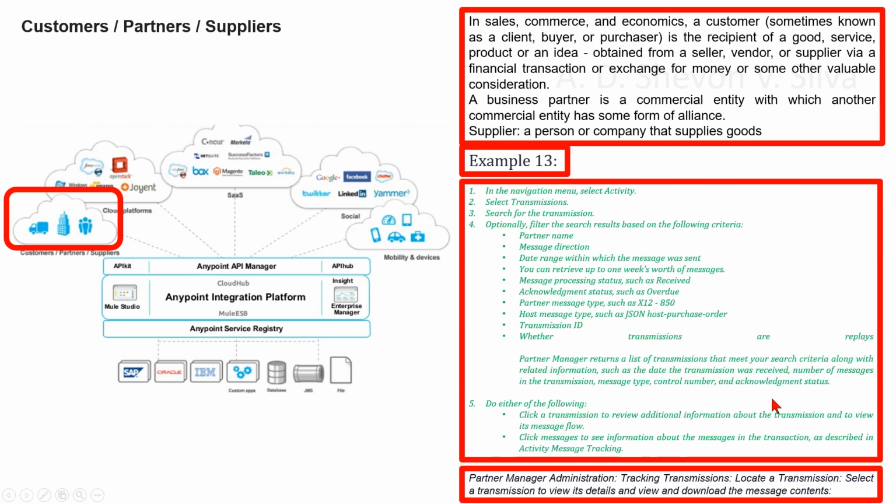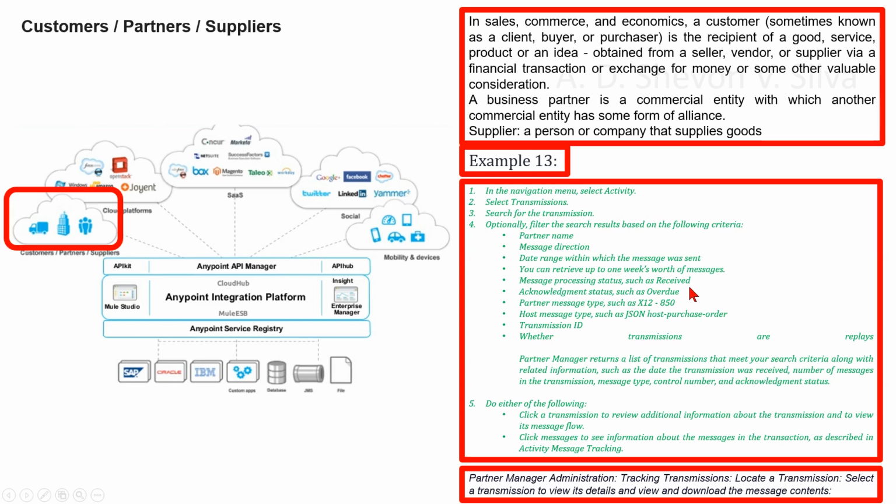Now we are considering locating the transmission in tracking transmissions in Partner Manager administration. Select the transmission to view its details and to view and download the message contents. In the navigation menu, select activity, select transmissions, and search for the transmission. Optionally filter the search results based on the following criteria: partner name, message direction, and the date range within which the message was sent. You can retrieve up to 1 week's worth of messages.